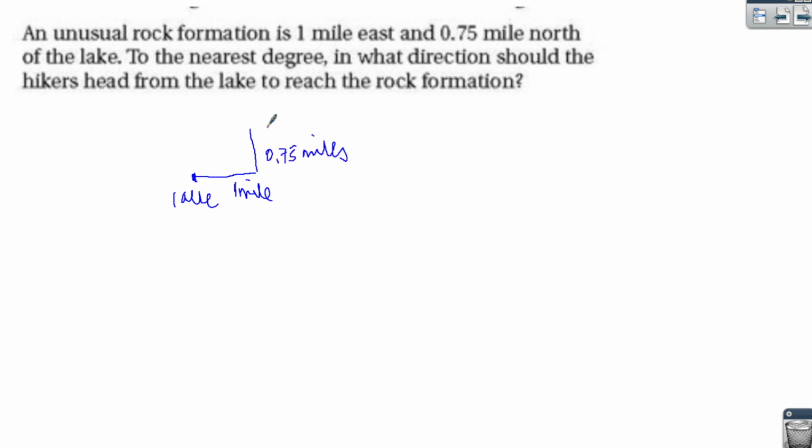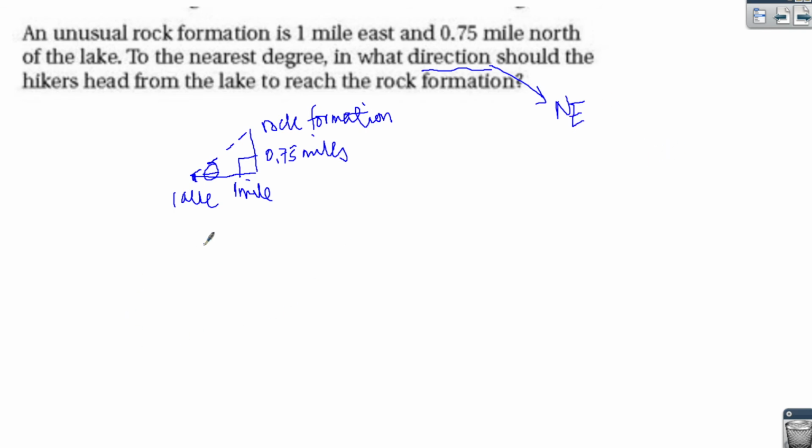And this location will now be the rock formation. We're trying to reach this point. And again, you've formed a right triangle. We're going to identify the direction they're going to have to take. So this is theta. They went east and then they went north, so you know they need to go in a northeast direction. That's all you know right now. You don't know the specific measurement, but you know they need to take a northeast direction.